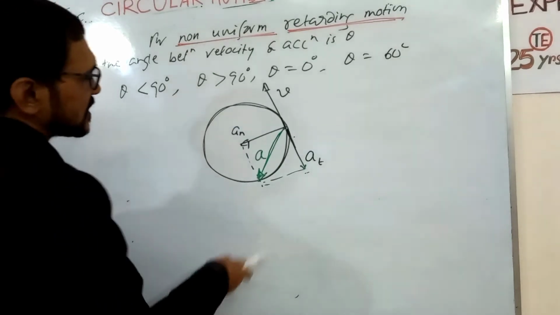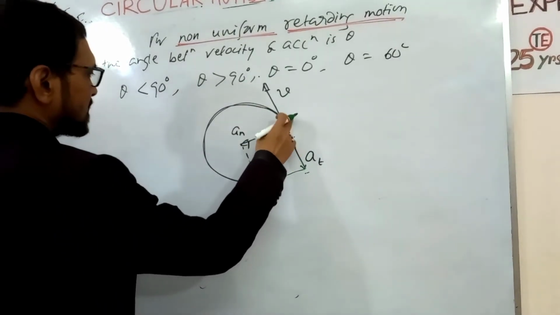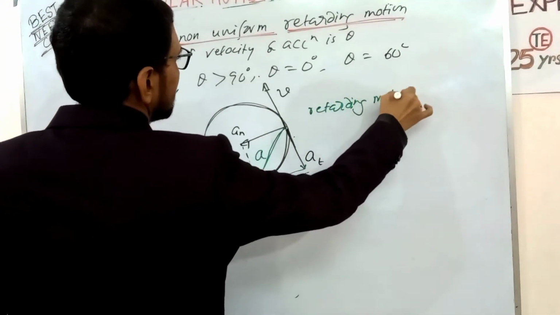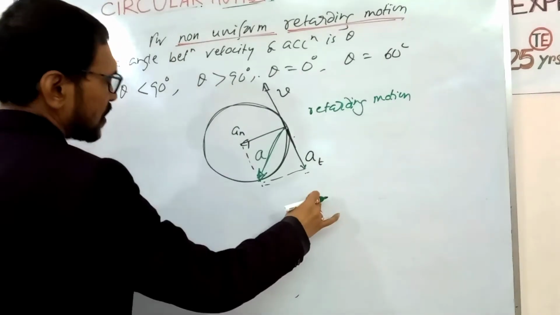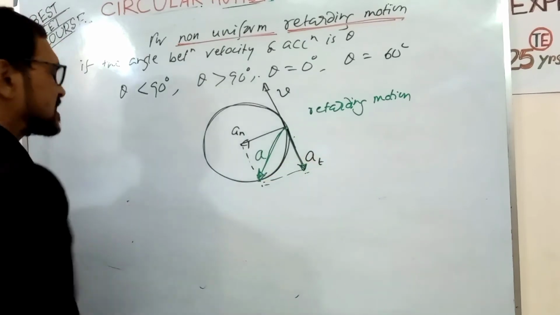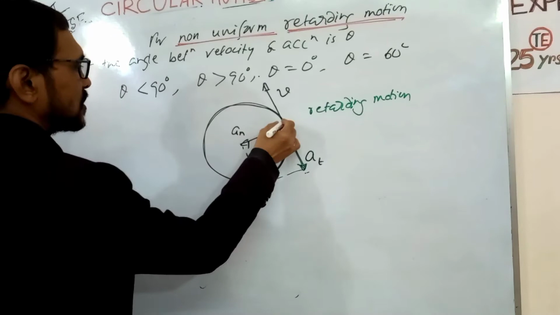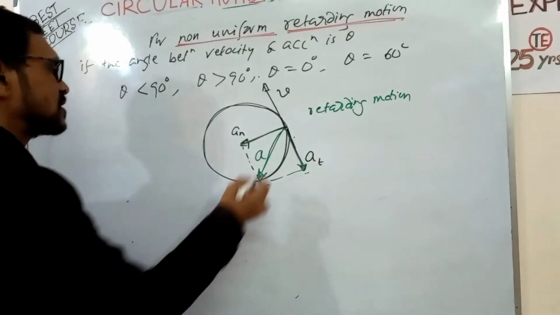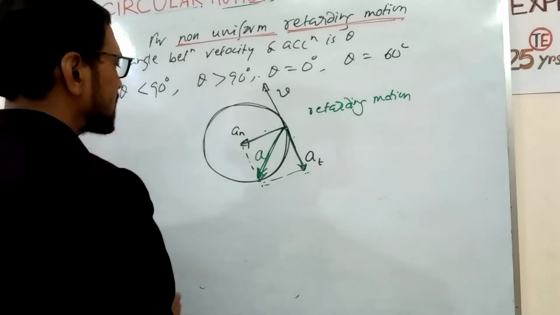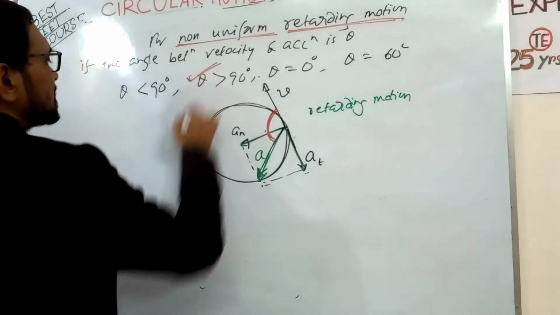For retarding motion, once again I repeat, if the body has a velocity in this direction, then as the body is retarding, the acceleration is opposite to the velocity, so the tangential acceleration is along this direction. And normal acceleration always acts towards the center, so the net acceleration is in this direction. Now what is the angle between velocity and acceleration? The angle between velocity and acceleration is this. So theta greater than 90 degree is the answer.